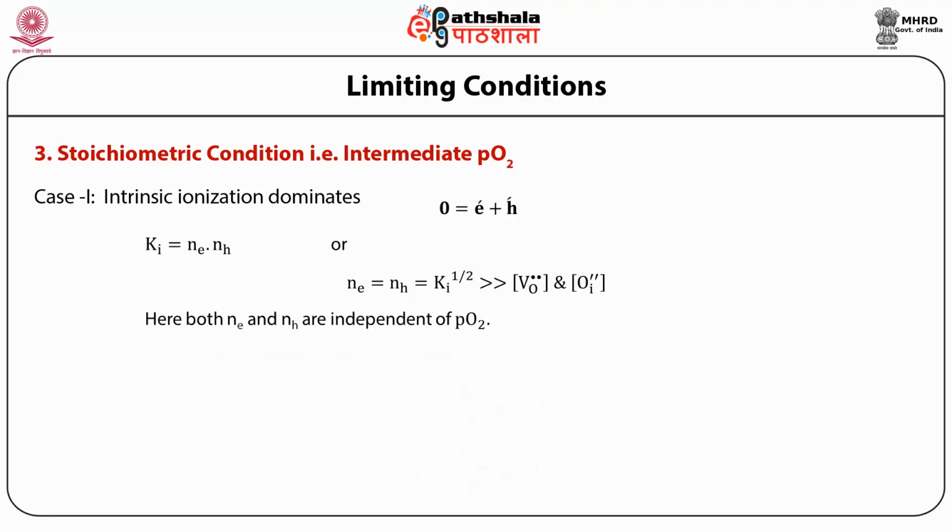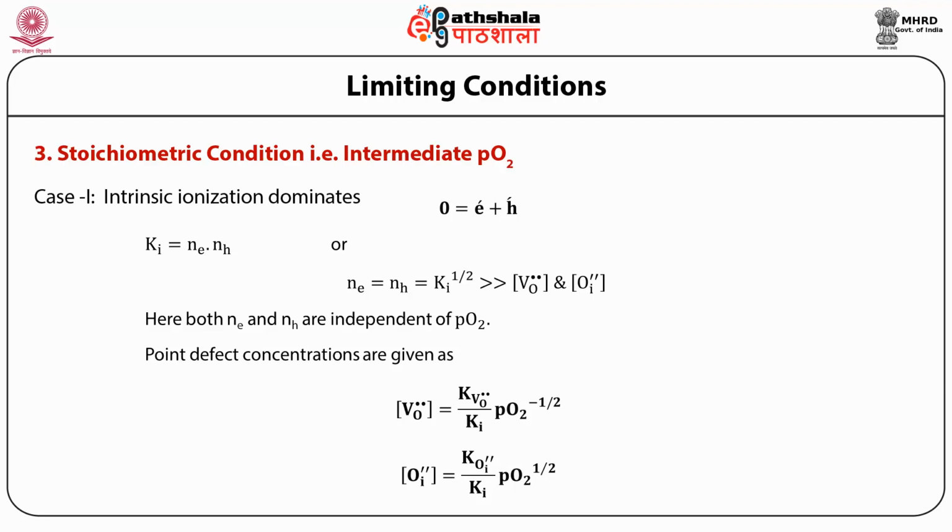So here both Ne and NH are independent of partial pressure of oxygen, while the point defect concentrations are given as the concentration of VO double dot is equal to KVO double dot divided by Ki times PO2 to power minus 1 by 2, and similarly the concentration of OI double prime is equal to KOI double prime divided by Ki times PO2 to power 1 by 2.